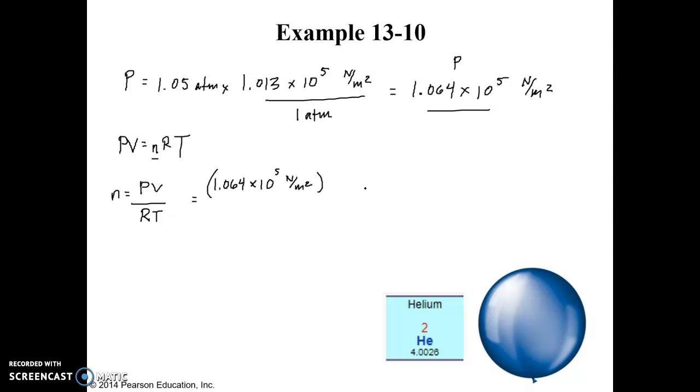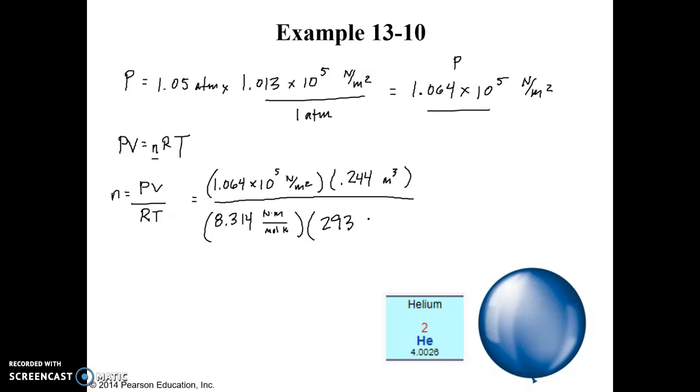The volume was 0.244 cubic meters. R is a constant, and that is 8.314 joules, or I can write a joule as a newton meter, per mole Kelvin. And the temperature has to be in Kelvin. That's 293 Kelvin. So the Kelvins will cancel out.